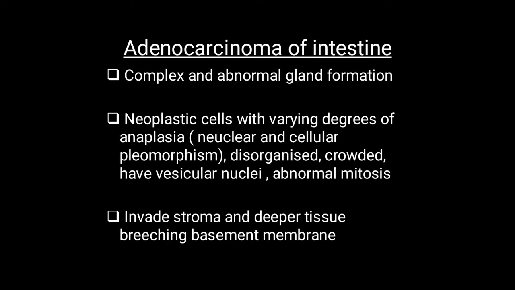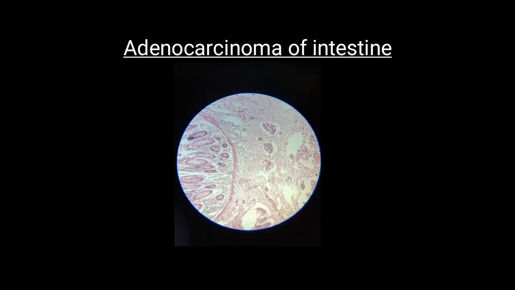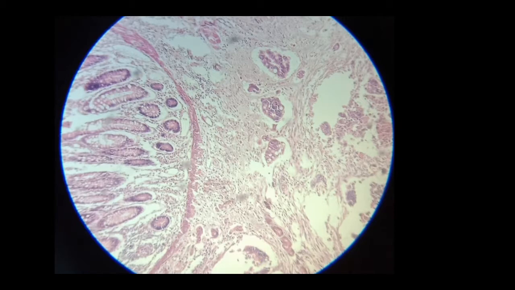There are complex and abnormal gland formations due to neoplastic changes. The typical neoplastic cells are seen here with varying degrees of anaplasia. The anaplasia is indicated by nuclear and cellular pleomorphism. The cells are disorganized, crowded due to overproduction, have vesicular nuclei, and abnormal mitosis is also seen. The neoplastic cells invade the stroma and deeper tissue, breaching the basement membrane. Here you can see the abnormal glands.